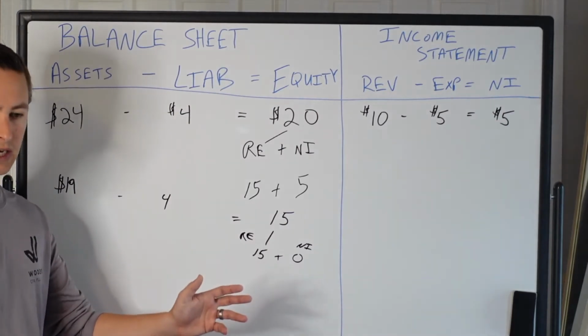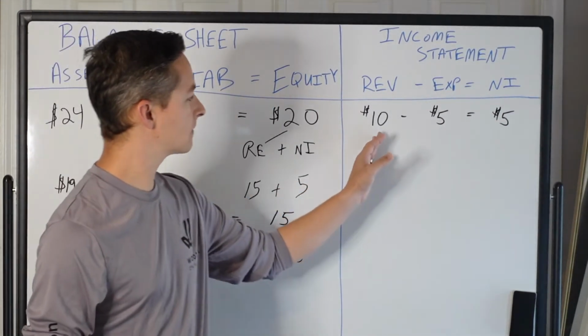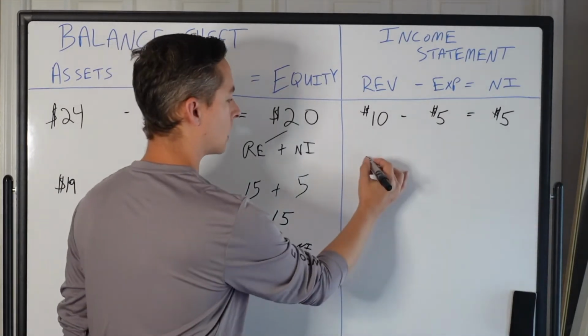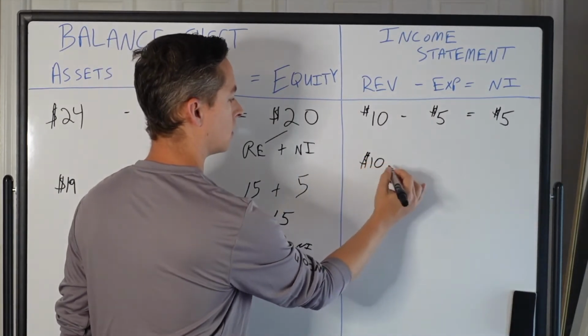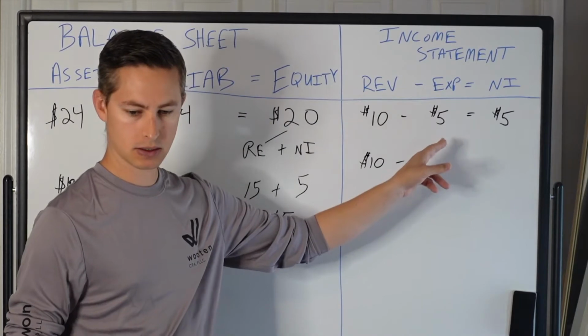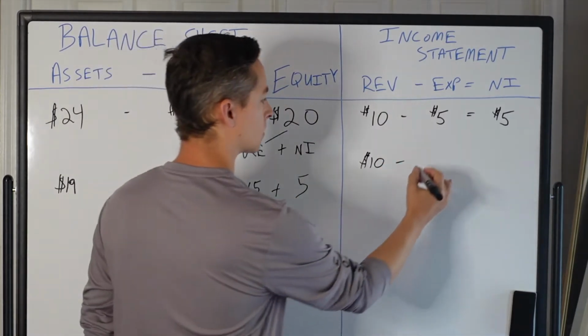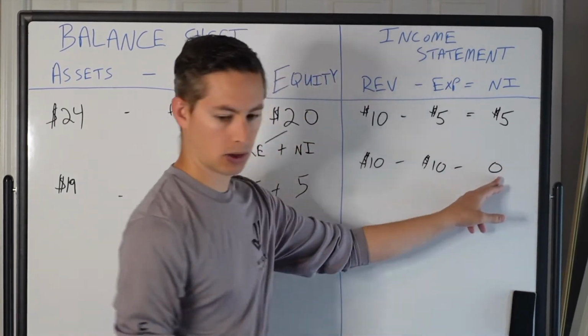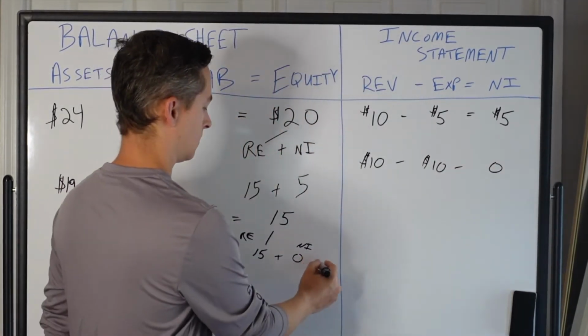Let's make sure that actually works. Well, we have 10 of revenue, we had 5 of expenses, we have 5 of net income. Did you get any more money? No. Did you spend any more money? Yes. You spent another $5, so now our expenses are 10. 10 minus 10 is 0. Yeah, so it works.